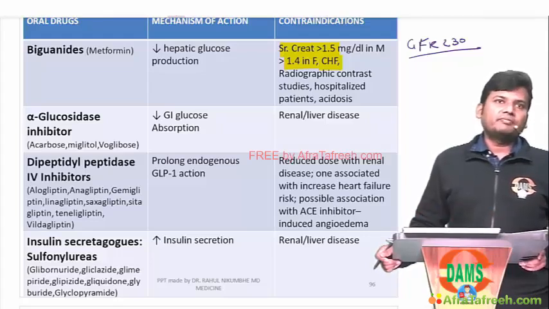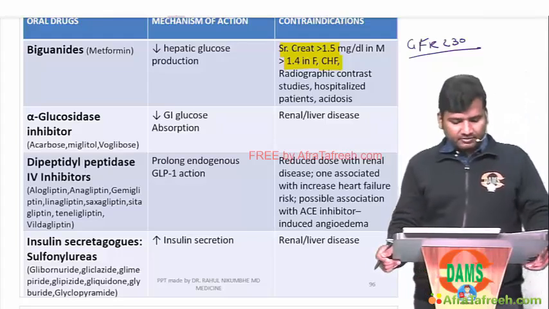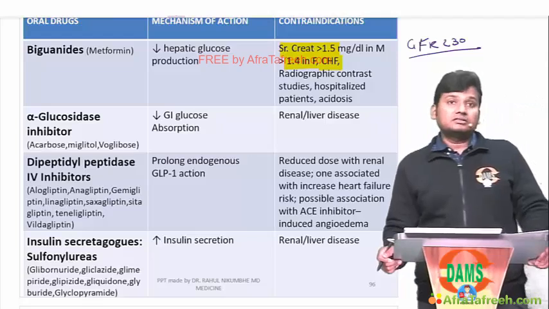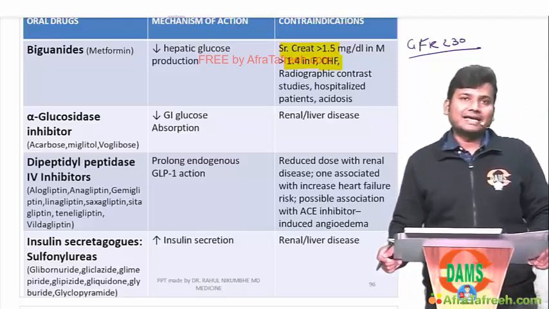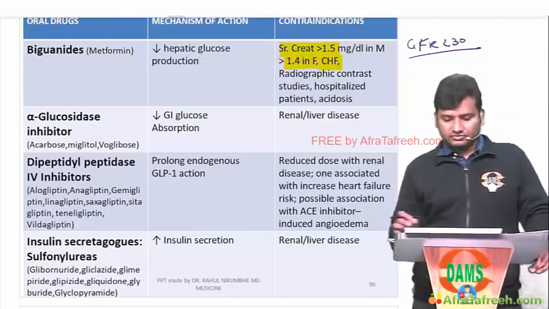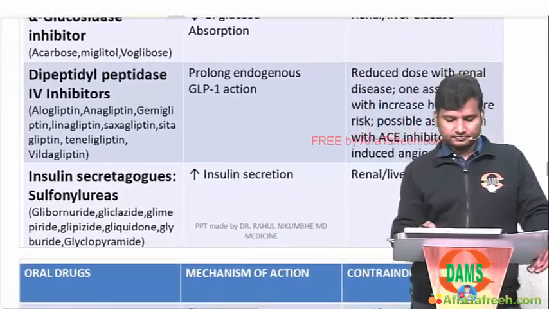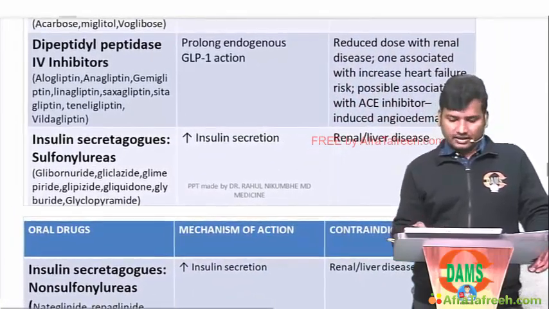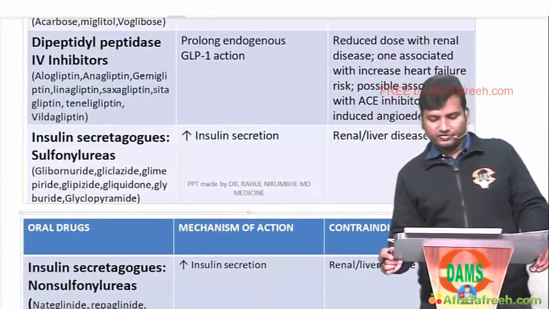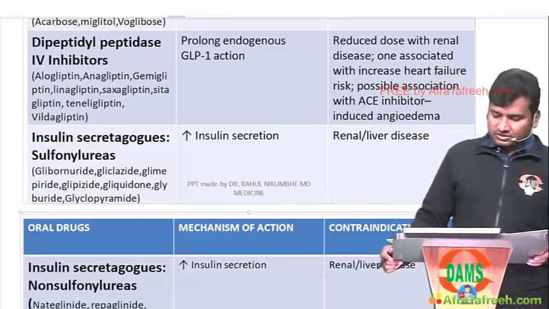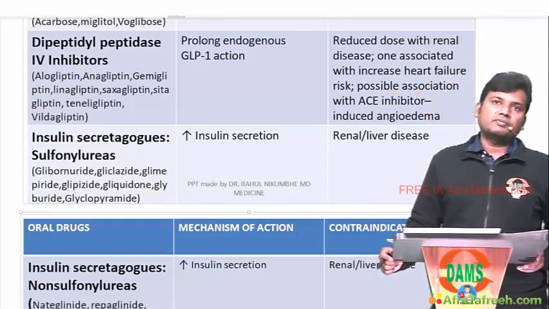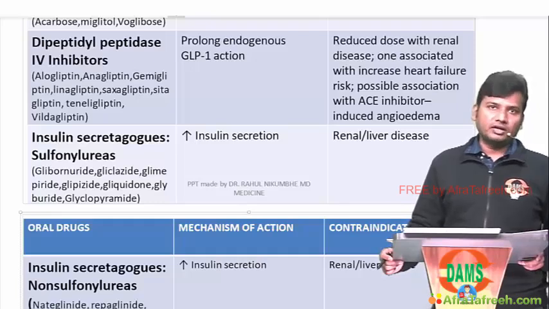Then dipeptidyl peptidase 4 inhibitors, sitagliptin, vildagliptin, commonly used as sitagliptin and vildagliptin. These drugs prolong the endogenous GLP-1 action. Contraindication: reduced in renal diseases, we have to decrease the dose, and they should not be given in patients with heart failure, and there is a possible association with ACE inhibitor induced angioedema. So ACE inhibitors should not be given with DPP-4 inhibitors.